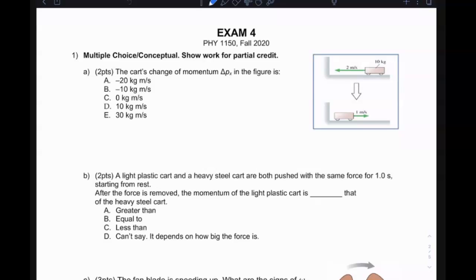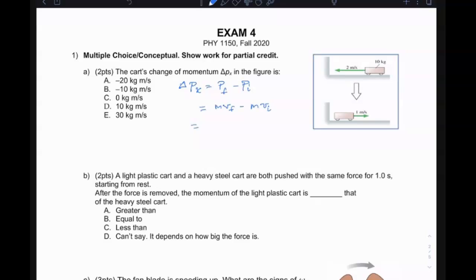Well, if we want the change in px, that's equal to the final value of p, written as a vector, minus the initial value. The final value is the mass times v final. And then from that we subtract the initial momentum, the mass times v initial.